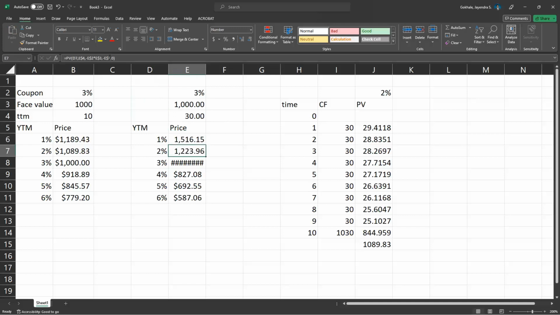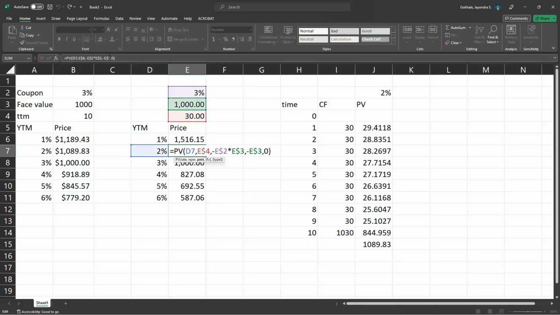So Shift Control 1 gets us the price. We cannot do it here because we have to expand the number of periods to 30. But the way to confirm it is this: when the coupon equals YTM, price equals par. So we can see clearly that increasing the term to maturity has not affected our formula. PV, again: D7 is the rate, E$4 is the term to maturity, and then the coupon, and then the par value, and then the type.